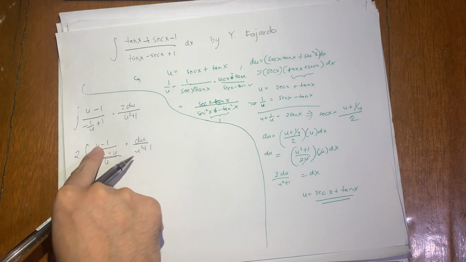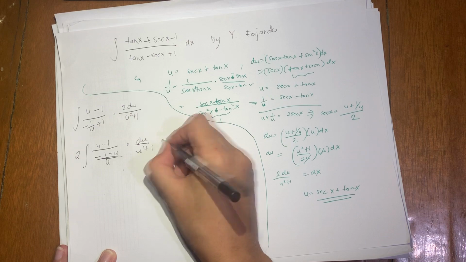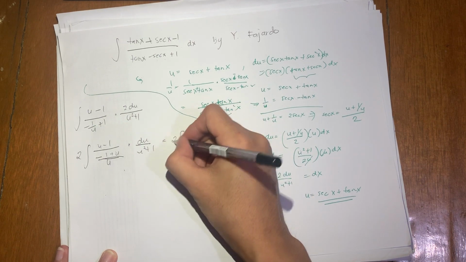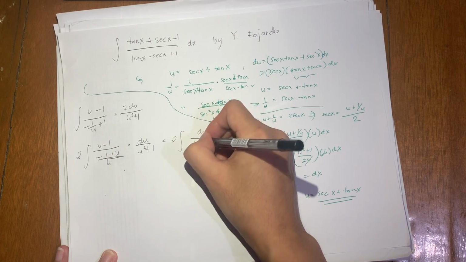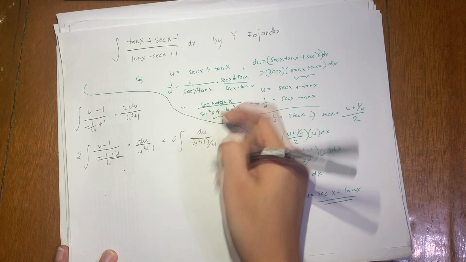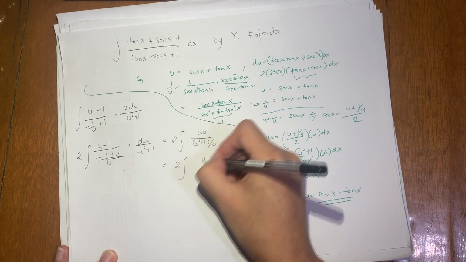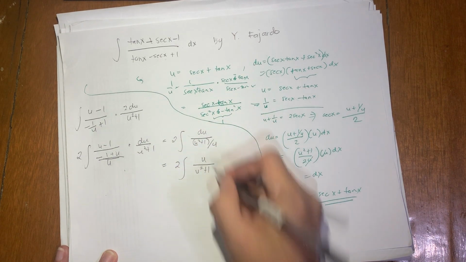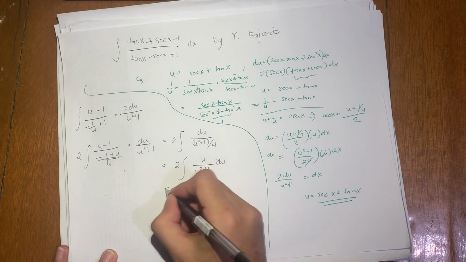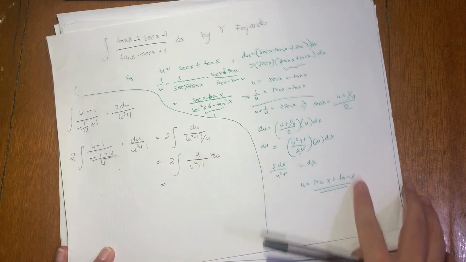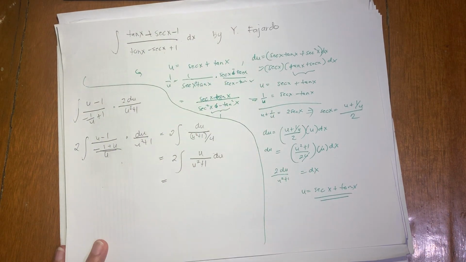This is u minus 1, and this is u minus 1, so therefore, I can cancel that out. And I will be left with the integral of 2 du over u squared plus 1, all over u. Of course, the all over u, I can put in the numerator to make it u over u squared plus 1 du. What happened? We simplified this expression into this, which is quite simple.